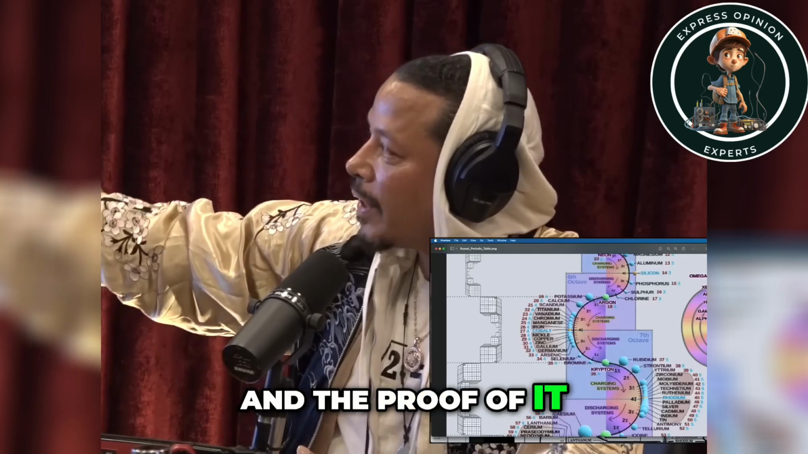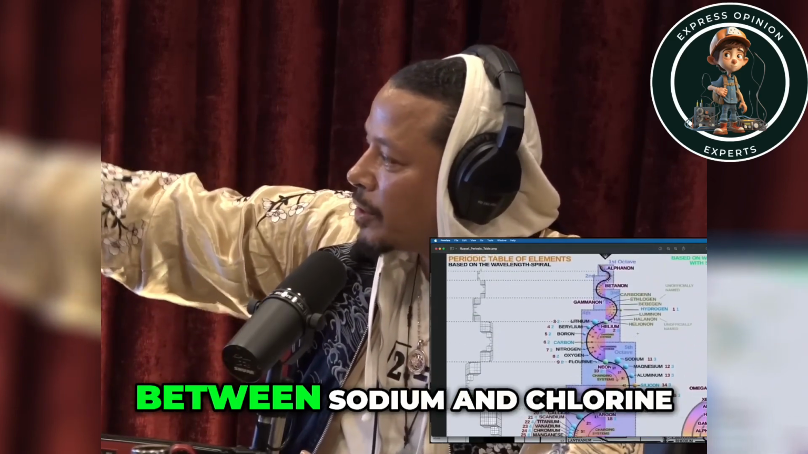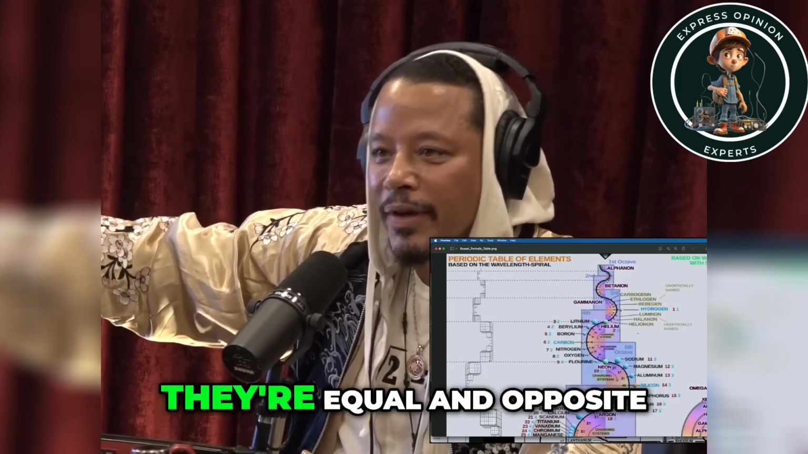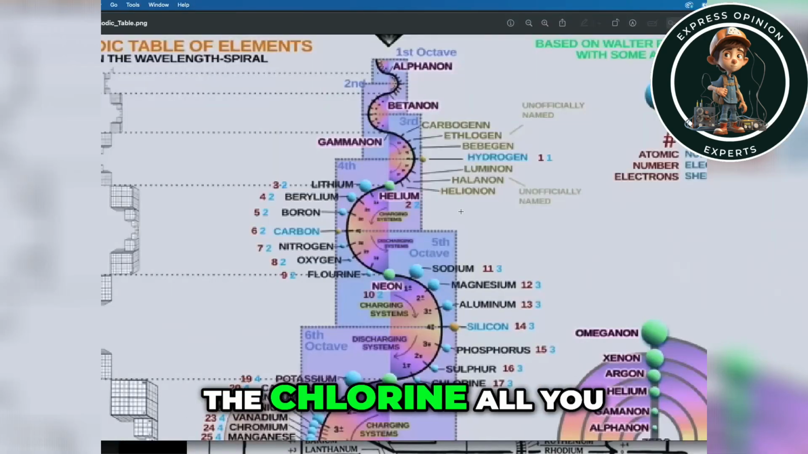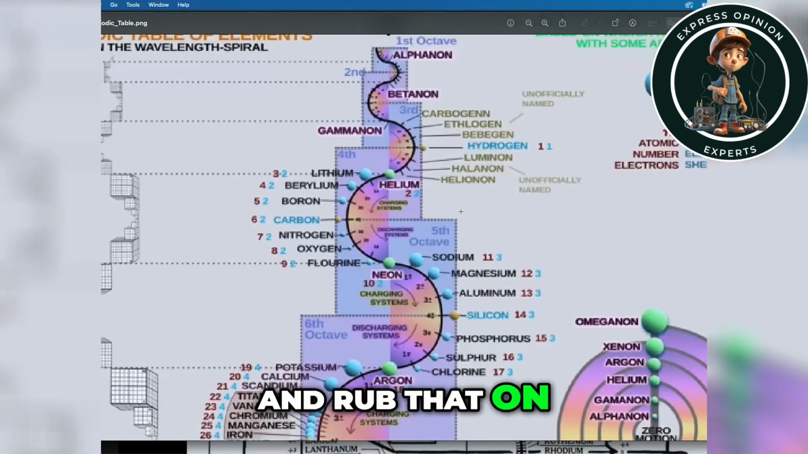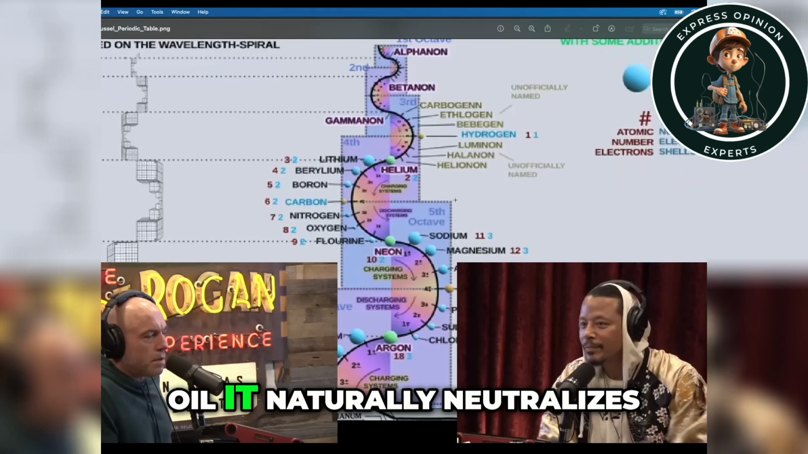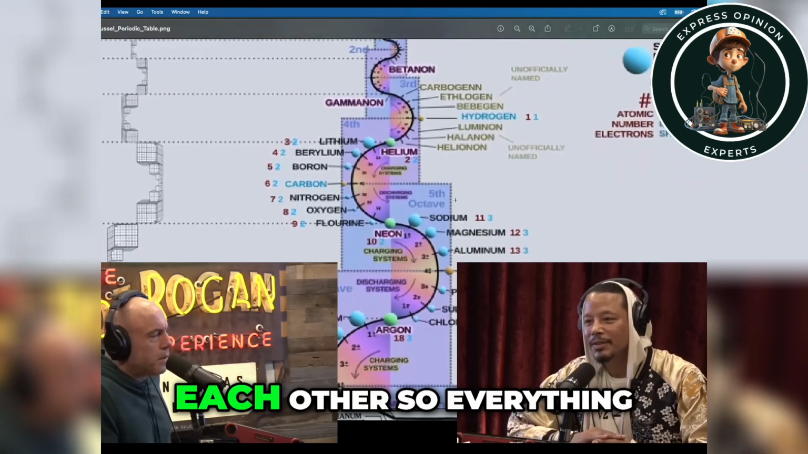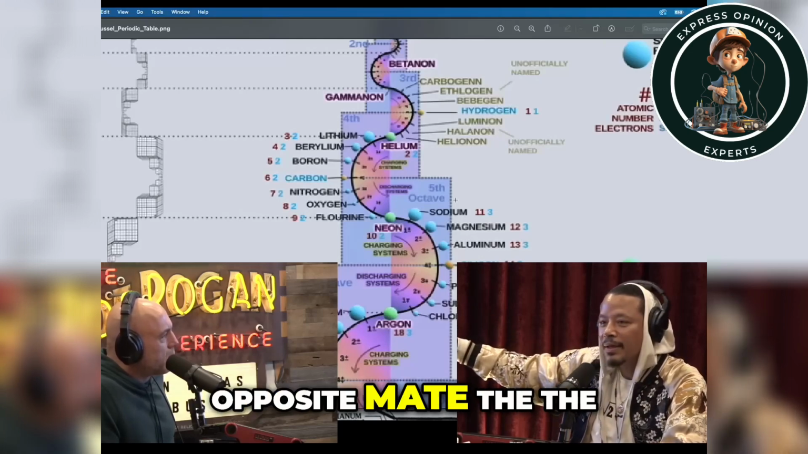And the proof of it, if you go back up just a little bit higher, we know the relationship between sodium and chlorine. They're equal and opposite mates. If you get out of the pool and you got chlorine and you're itching from the chlorine, all you have to do is get some real salt and rub that on your skin, and it'll turn right into an oil. It naturally neutralizes each other. So everything has an equal and opposite mate.